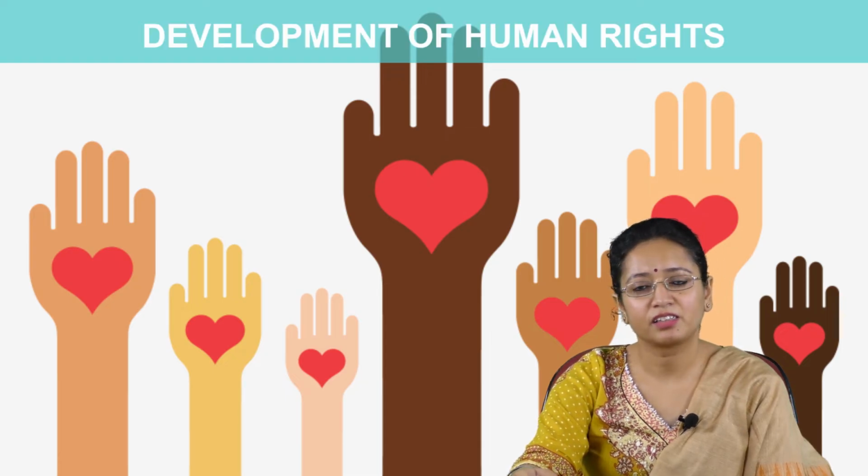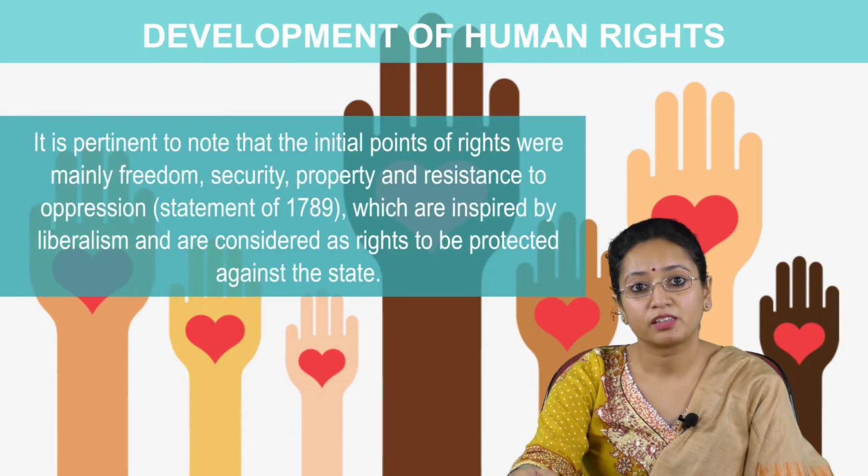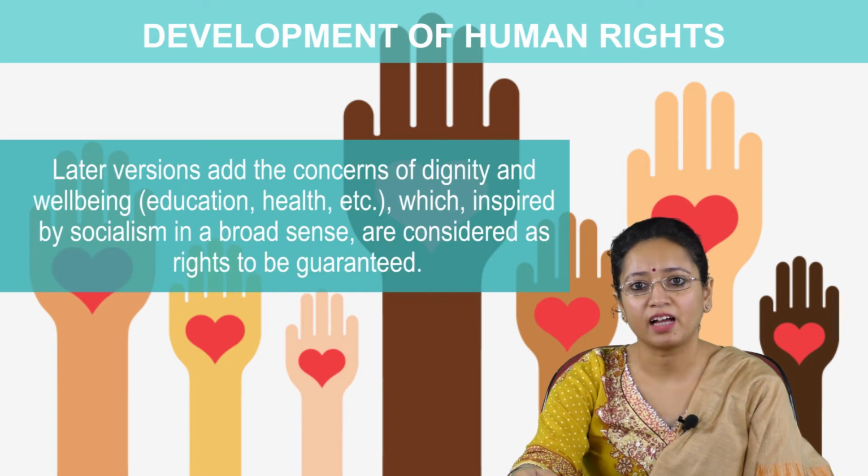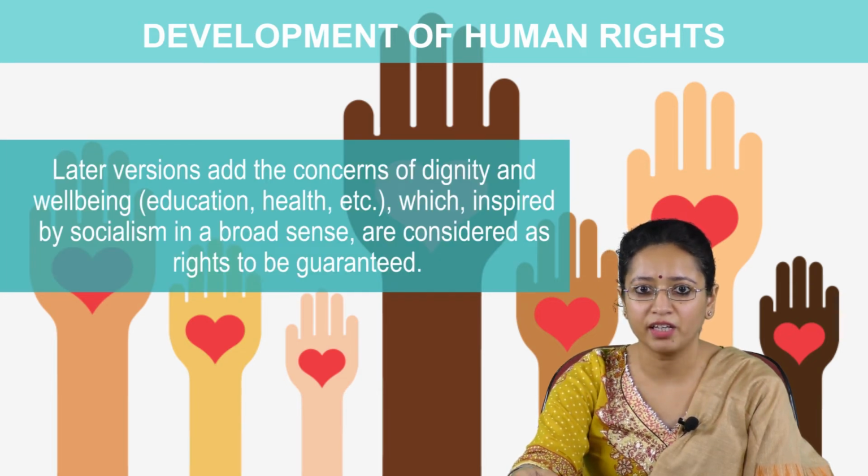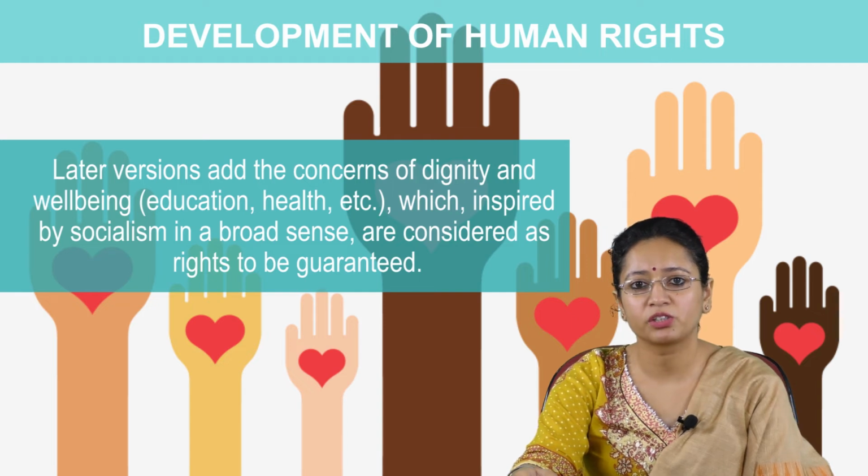Now let us understand the development of human rights. It is pertinent to note that the initial points of rights were mainly freedom, security, property, and resistance to oppression. It is stated in the Declaration of 1789, which was inspired by liberalism and considers these as rights to be protected against the state. Later versions add the concerns of dignity and well-being. This also includes education, health, etc., inspired by socialism in a broad sense. These are considered as rights to be guaranteed.